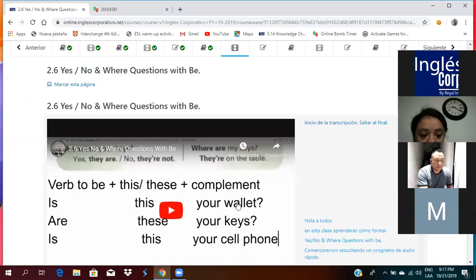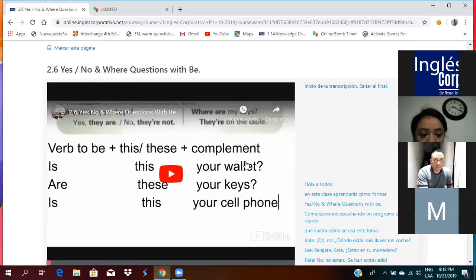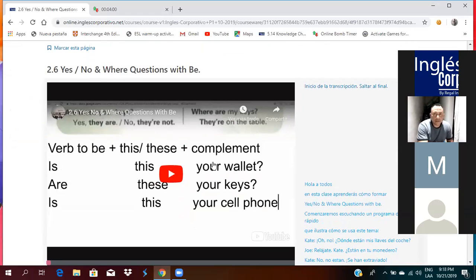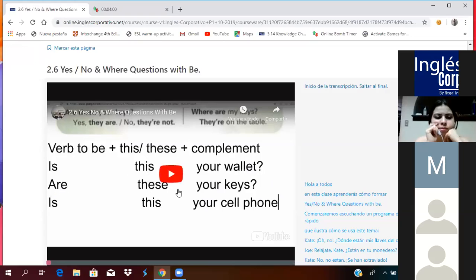Is this your wallet? Repeat, is this your wallet? Are these your keys? Is this your cell phone? All right, one more time. Is this your wallet? Are these your keys? Is this your cell phone? All right, let me have one volunteer, please.